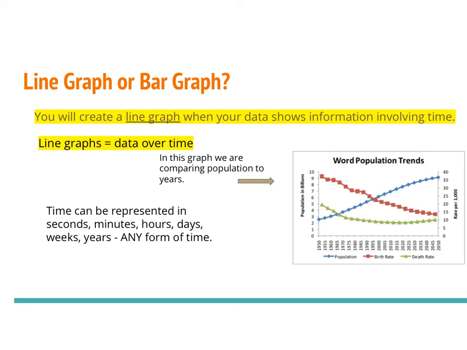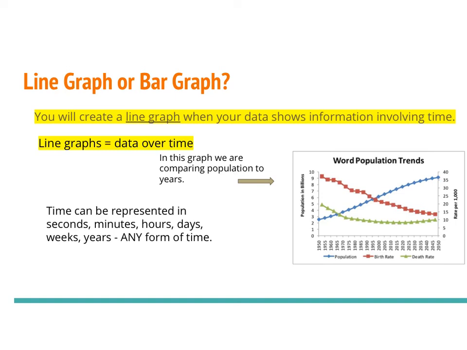So if we look at the line graph pictured below, it shows data changing over time. What we're looking at is how the population changes over a period of time. Now, what they're doing is they're using years. They start in 1950, 1955, 1960, 1965, all the way up to the year 2050. And what they're doing is showing how the population changes over time.